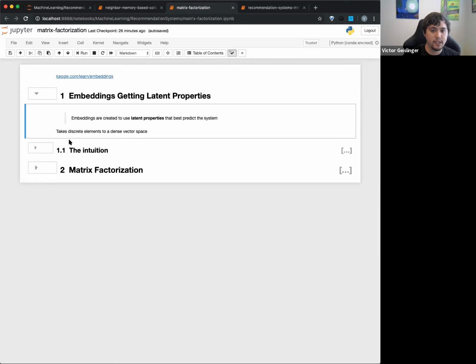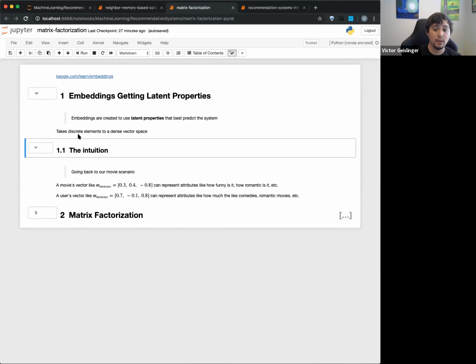I'm going to read this definition. It takes discrete elements to a dense vector space, which all sounds very technical, but all it basically means is we take some aspect and summarize it into a vector, right? And from that vector, we can embed information to help us get an idea of where this movie, let's say we're talking about movies, falls in higher dimensional vector space. So this is kind of what this essentially looks like.